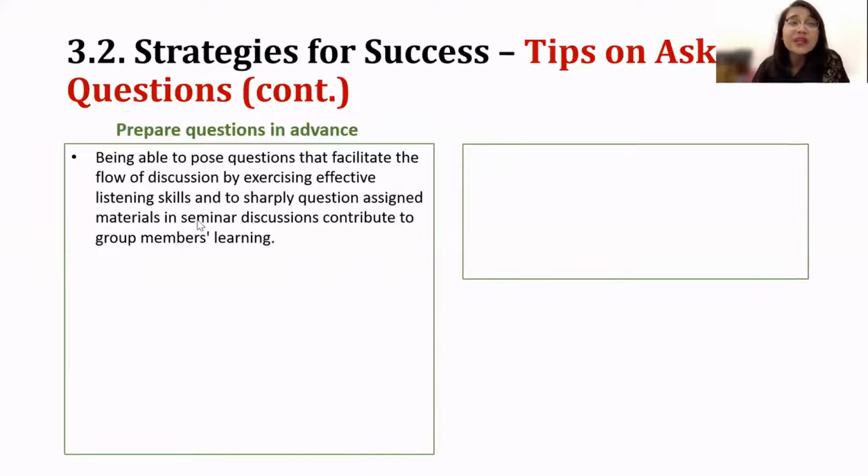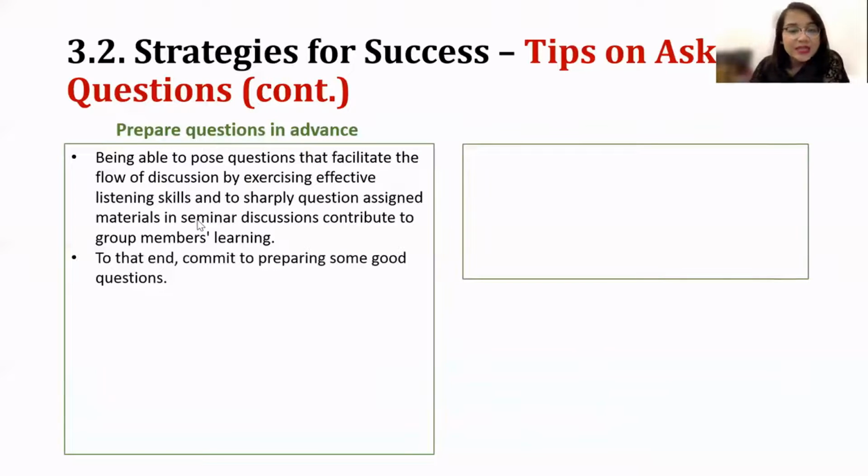Your audience may not be able to find the need to ask that question. And when you ask the question, they will think, "Aha, I think I need to ask that question too," or "Aha, I don't think I have understood that thing either." Right? So your questions can contribute to the group members' learning too.